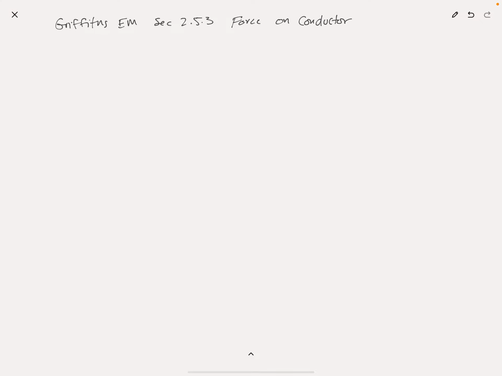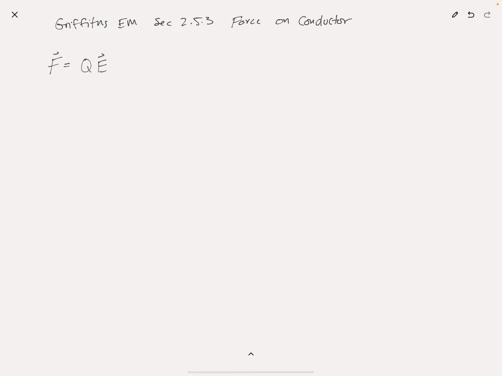Griffiths E&M section 2.5.3, surface charges and the force on a conductor. In general, we know that the force that a charge feels can be related to the magnitude or the value of that charge and the electric field that it sits in. What about the force that a conductor feels?